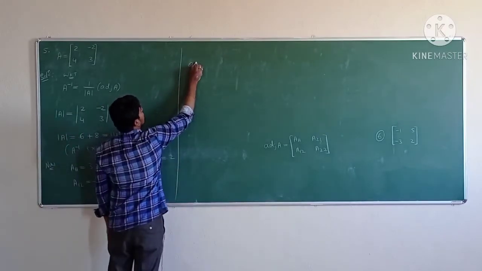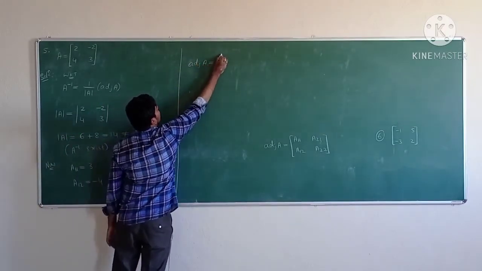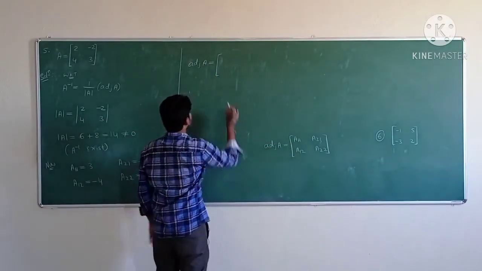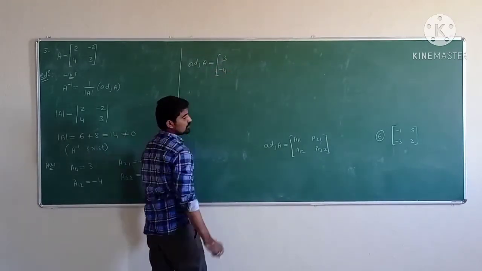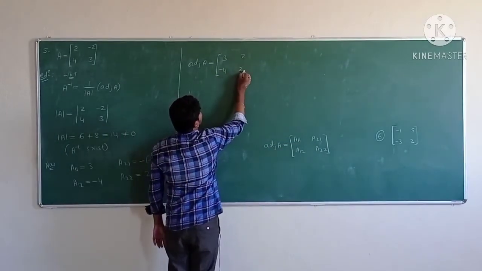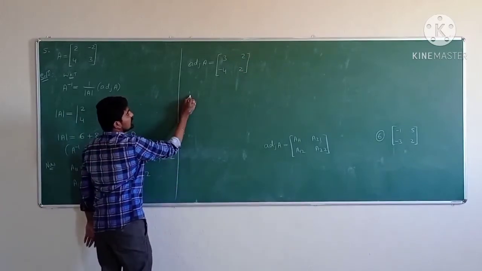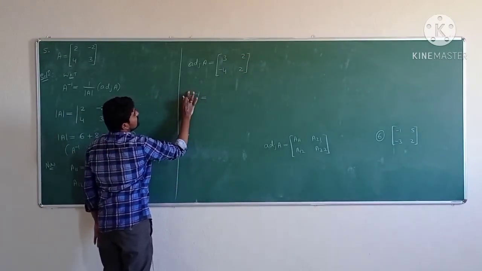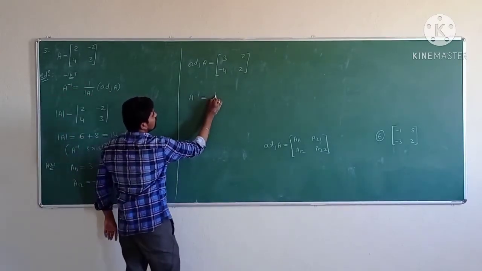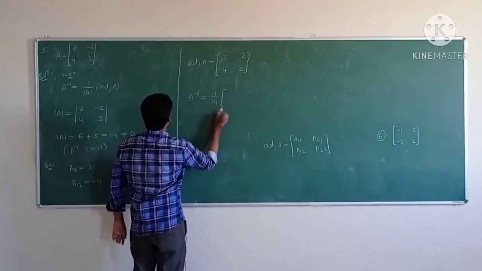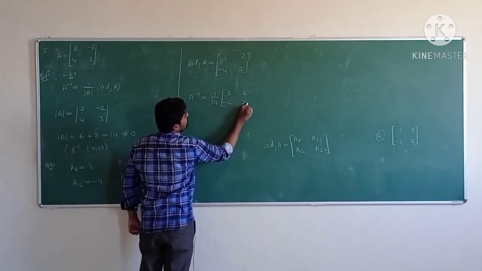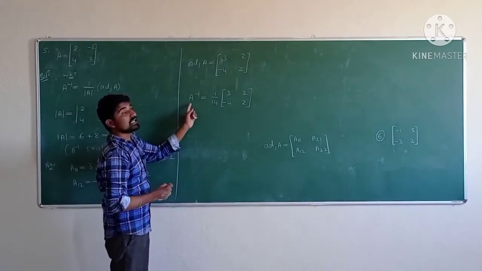Hence, adjoint of matrix A is equal to, first column elements A11, A12: 3, -4; then A21, A22: 2, 2. Therefore, the required A inverse matrix is equal to 1 by determinant of A, meaning 1 divided by 14, into adjoint of matrix A, [3 2; -4 2]. And this is the required A inverse matrix.